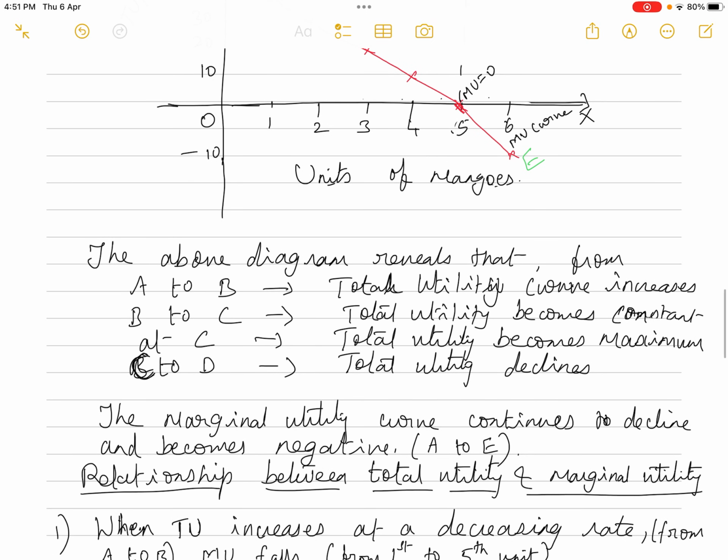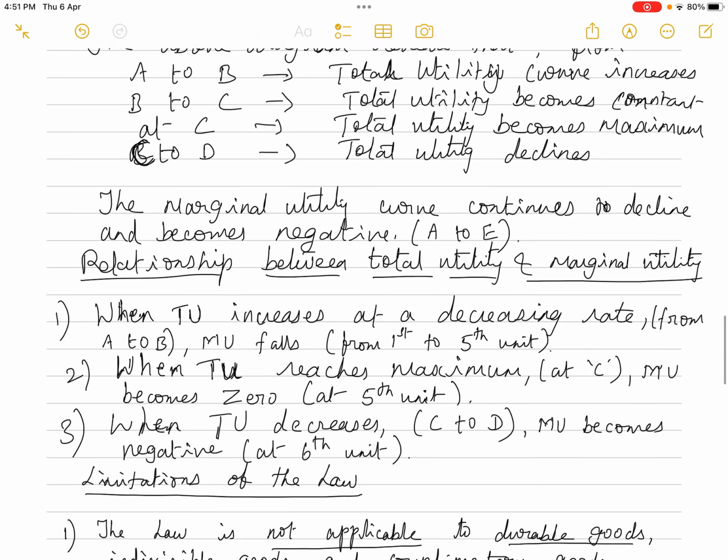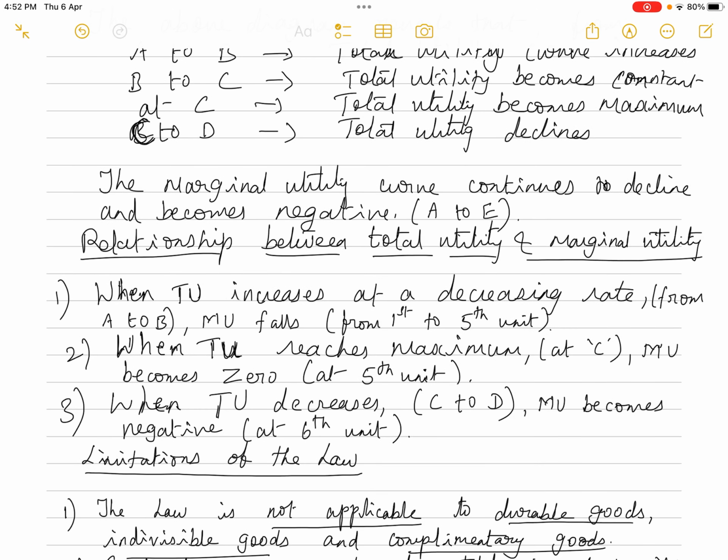So from these curves, from the way the total utility and the marginal utility change according to the quantity of consumption, we can frame the relationship between them. In the first instance, when the total utility increases at a decreasing rate, that is from A to B, the marginal utility is decreasing. From the first unit to the fifth unit, the marginal utility keeps on decreasing.